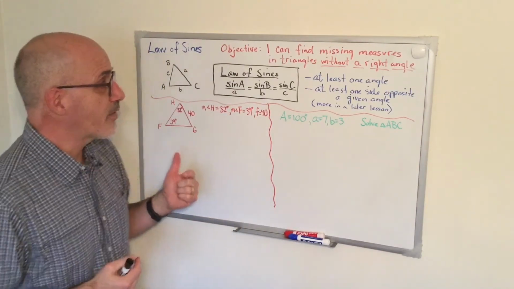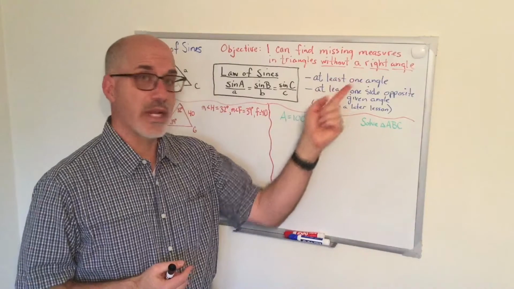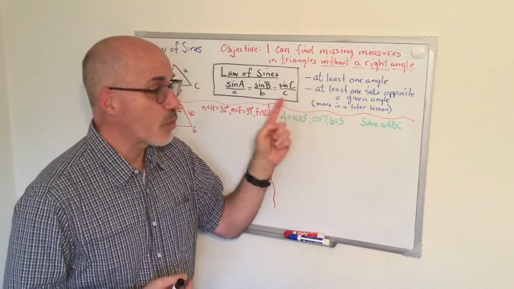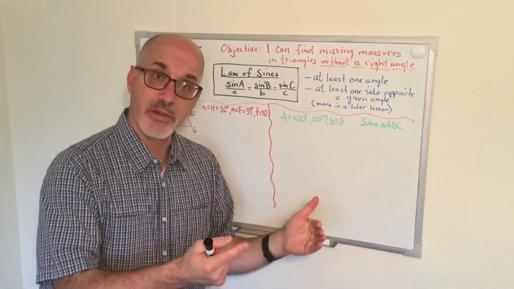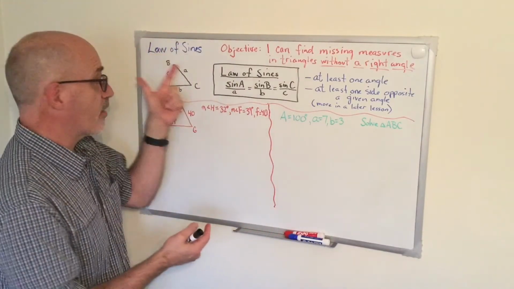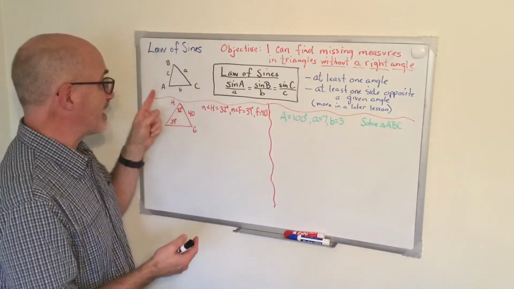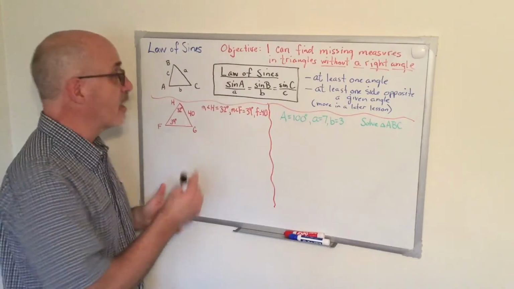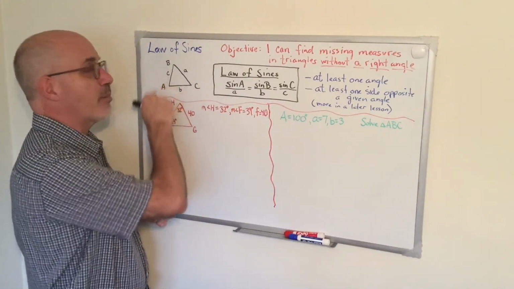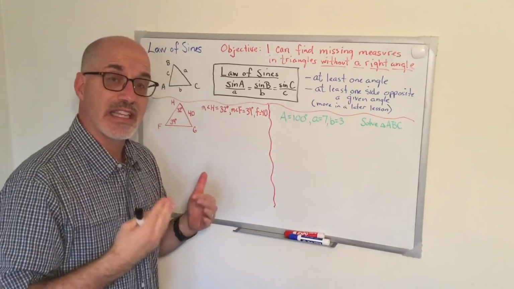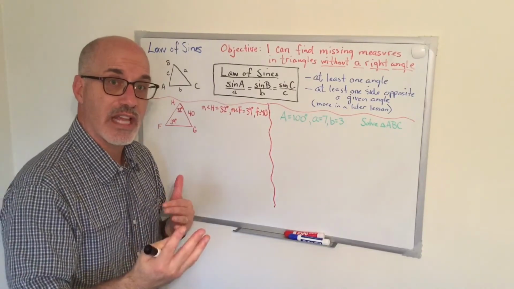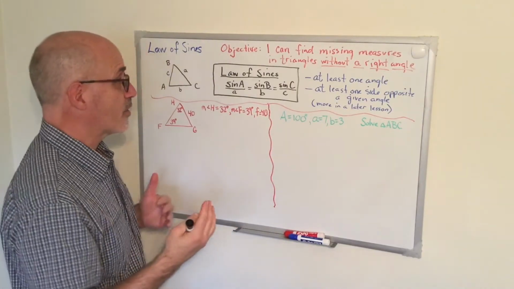We use the law of sines when we're given at least one angle, and at least one of the sides opposite one of those angles. So in triangle ABC, with the sides opposite being the little letters, if we're given angle A and angle B, we have to be given at least one of those sides, either little a or little b, in order to use the law of sines.